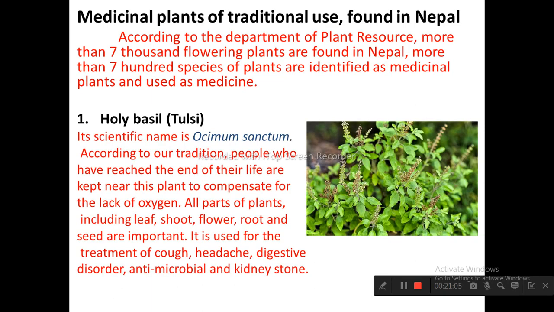Its scientific name is Ocimum sanctum, and according to our tradition, people who have reached the end of their life are kept near this plant to compensate for the lack of oxygen. All plants or parts of plants including leaf, shoot, flower, root and seed are important. It is used for the treatment of cough, headache, digestive disorder, antimicrobial and kidney stone.